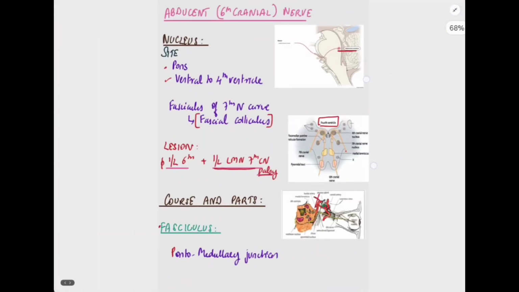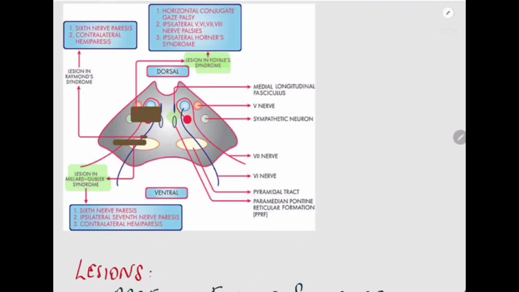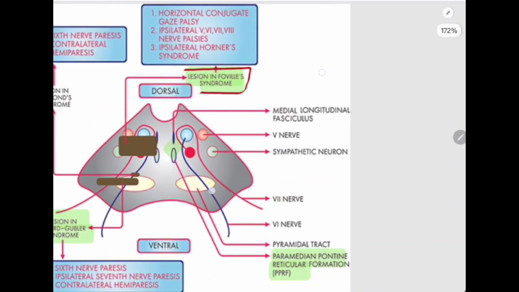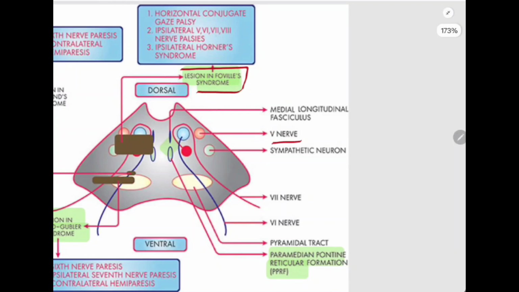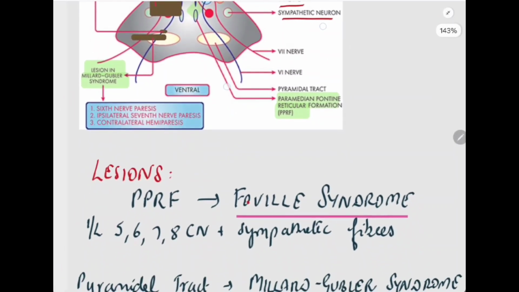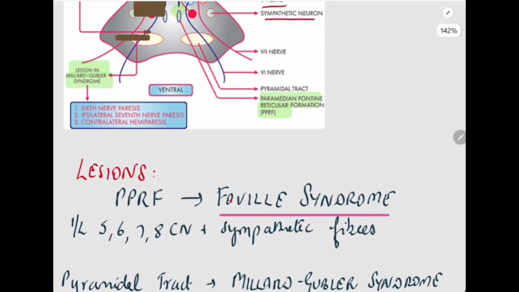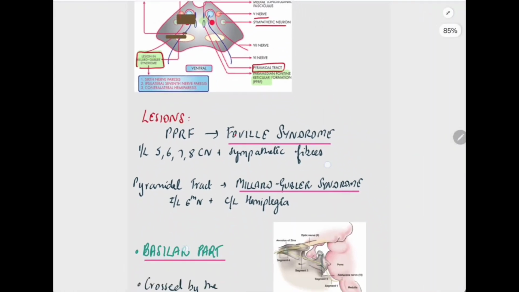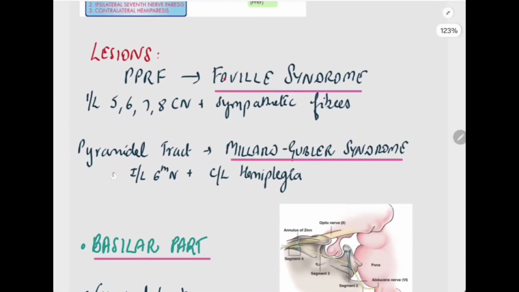As it passes through the PPRF, a lesion here causes Foville syndrome, where the patient will have ipsilateral 5th, 6th, 7th and 8th cranial nerve palsies and central sympathetic fibers are involved. As it passes through the pyramidal tract, a lesion here causes Millard-Gubler syndrome, where the patient manifests with ipsilateral 6th nerve palsy along with contralateral hemiplegia.